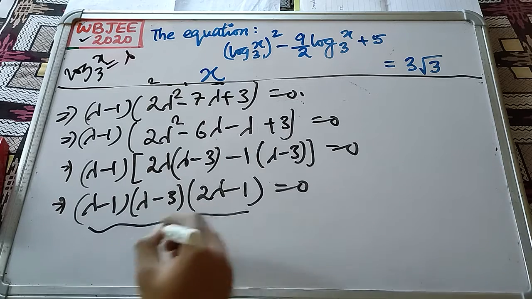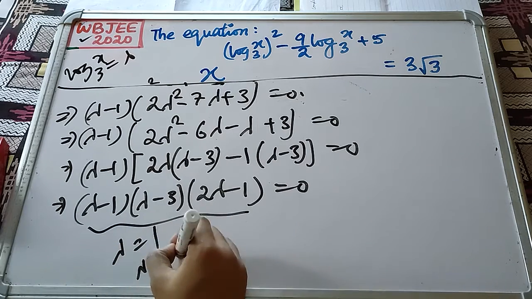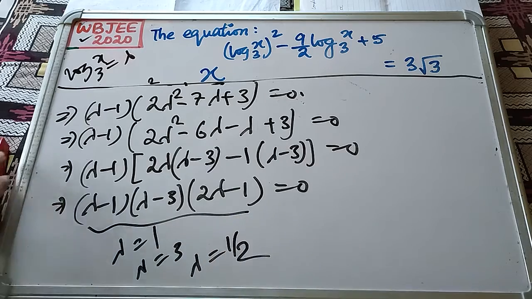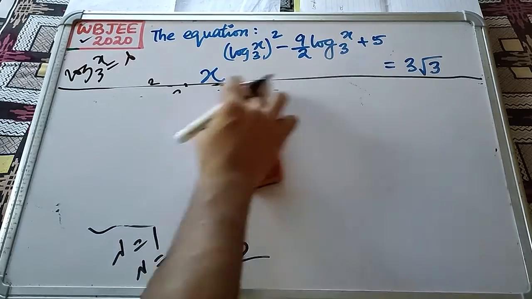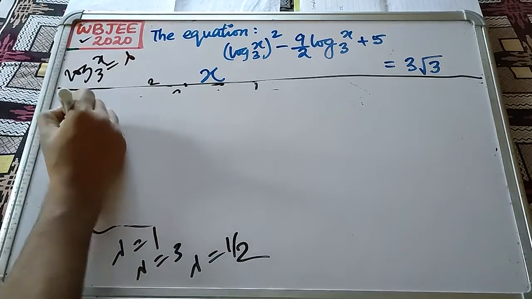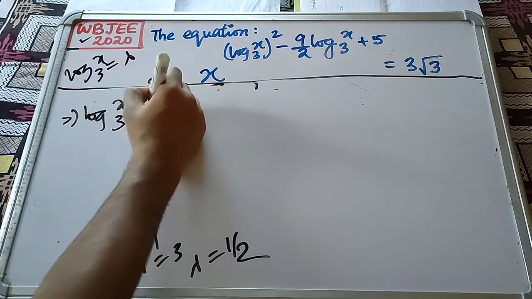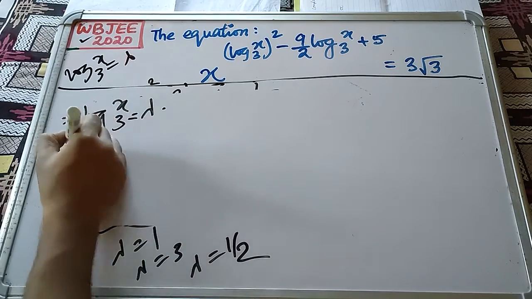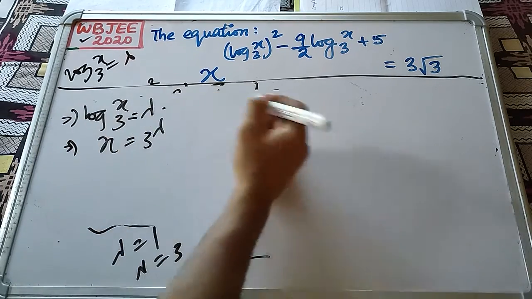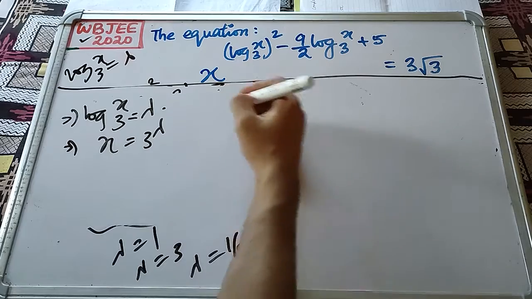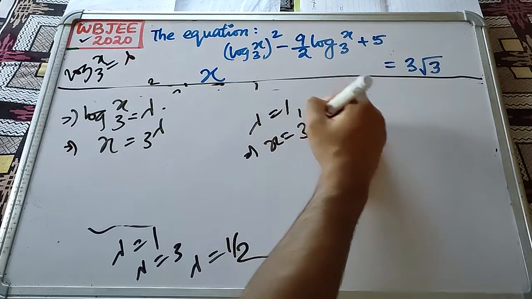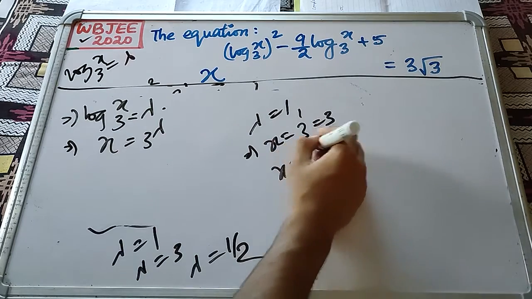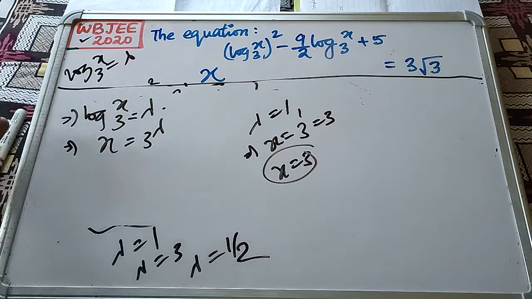So from this we can say that lambda equals 1, lambda equals 3 and lambda equals half. Now let us see what was actually lambda. Log x base 3 was lambda. Therefore x was 3 power lambda. Therefore the solution for x is, if you put lambda equals 1, x becomes 3 power 1 equals 3. Therefore x equals 3 is one of our solutions.